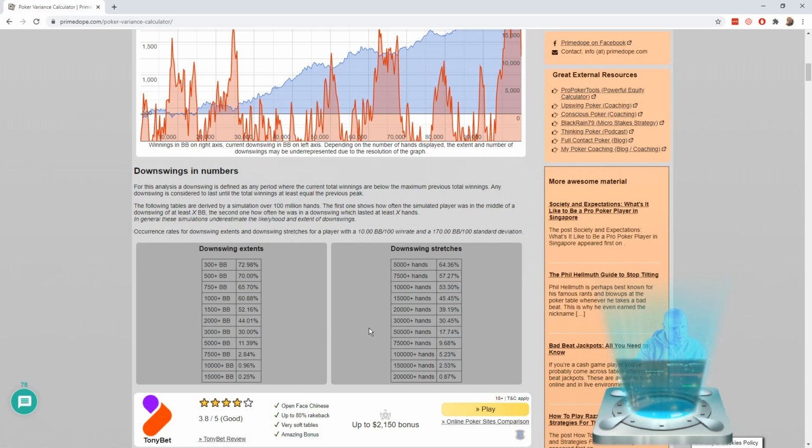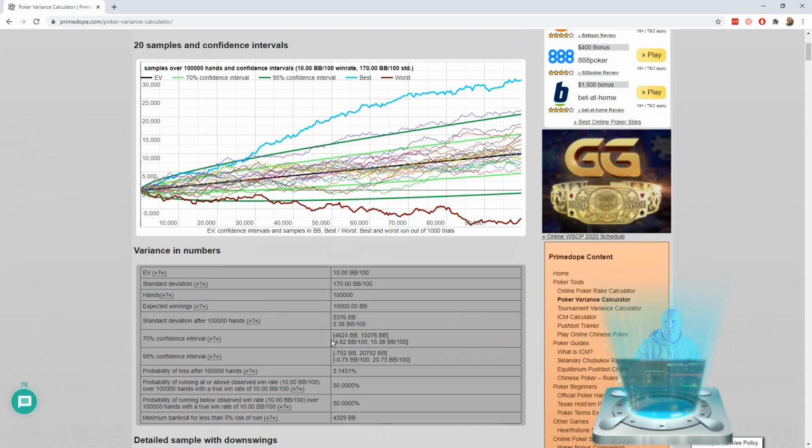In 100,000 hands, with 10 BB per 100 win rate, we can see the chance of getting certain downswings. And I would say that 30 buy-ins here, 3,000 BB, then, wow, 30 buy-in downswing is, I would consider it a major one. And it will happen 30% of times if you play 100,000 hands. And for a 50 buy-in downswing, the chance is 11%. And we will get a 10 buy-in downswing over 60% of times. So it's pretty unavoidable.